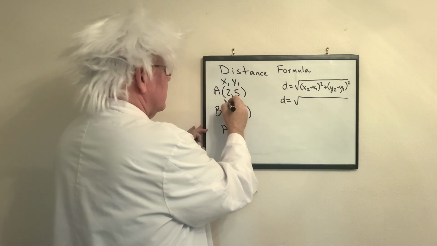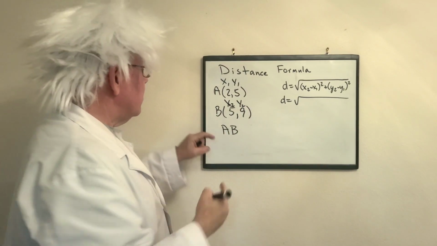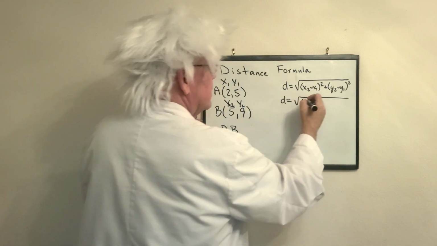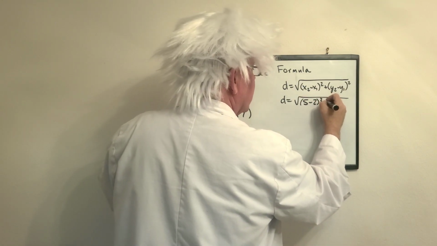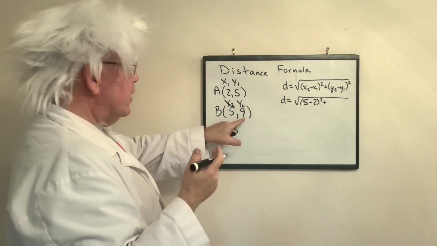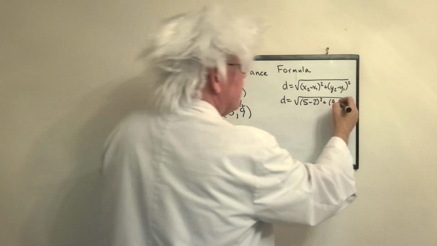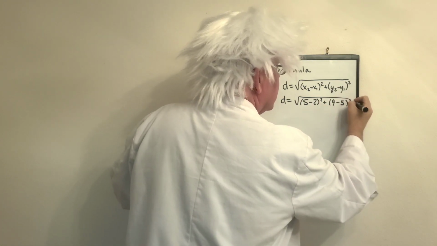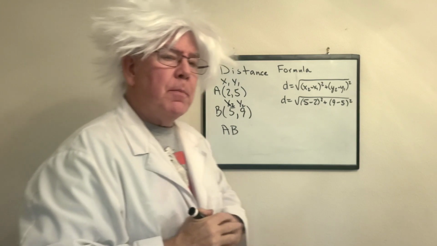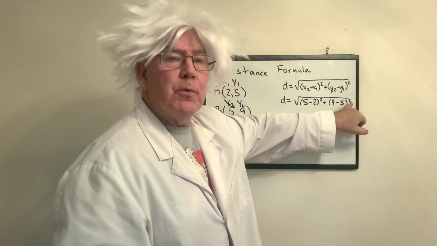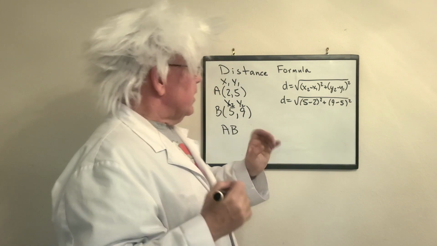Okay? Now, I'm going to plug in what I know. So I'm going to plug 5 in here for x2 minus 2 for x1. I'm going to square it. Then I'm going to plug in 9 for y sub 2 and then 5 for y sub 1. Now, if you've ever heard a teacher say that, sub stands for subscript. All right? That is a superscript. Okay? Now, here we go.